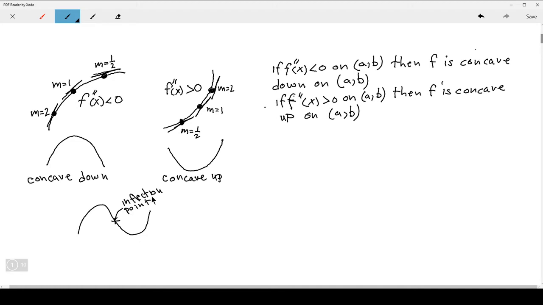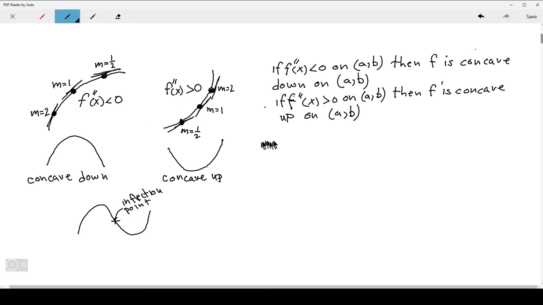Now, the difference between this and critical points is, remember, we defined a critical point to be any place where the first derivative is 0 or undefined. An inflection point is very specifically a place where the function changes concavity. So they occur when the second derivative is 0, but just because the second derivative is 0 or maybe undefined doesn't necessarily mean you have an inflection point. An inflection point, you have to change concavity.